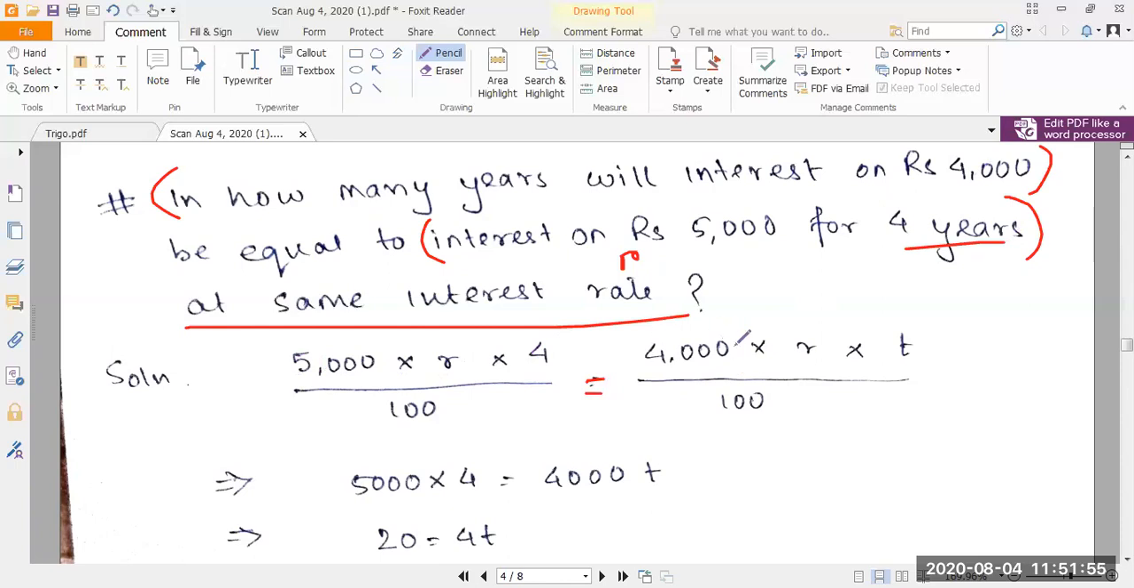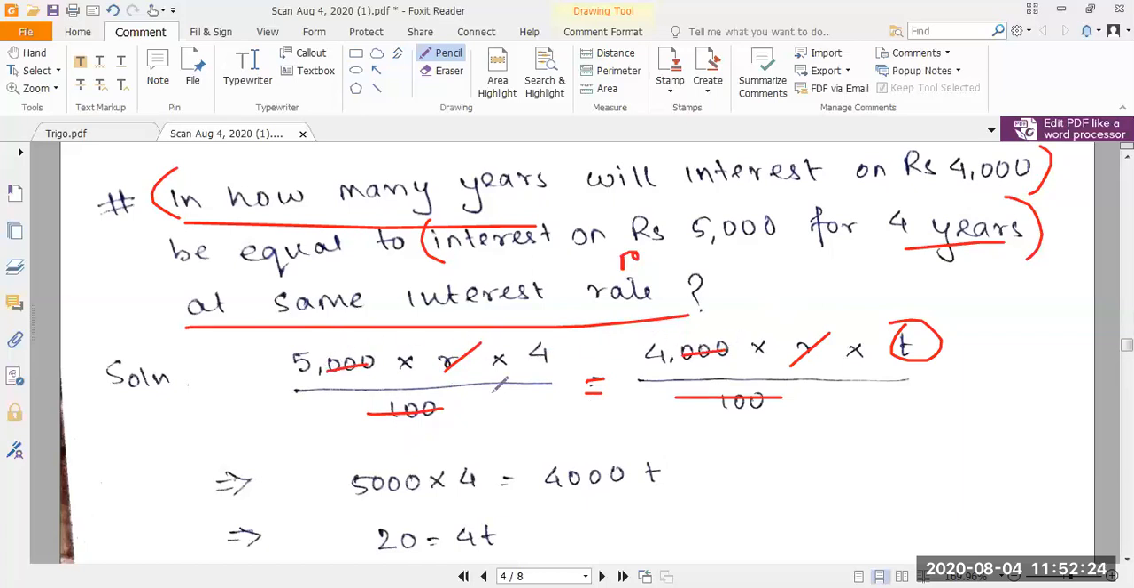So that's principal of 4,000. The interest rate is again the same in both cases, so it's R, and T is the unknown variable that we need to find out. So in how many years? So that's T what we need to find out. And I equate 5,000 times R times 4 by 100 to 4,000 times R times T by 100. So again, R can get cancelled, 100 can get cancelled, the thousands can get cancelled.